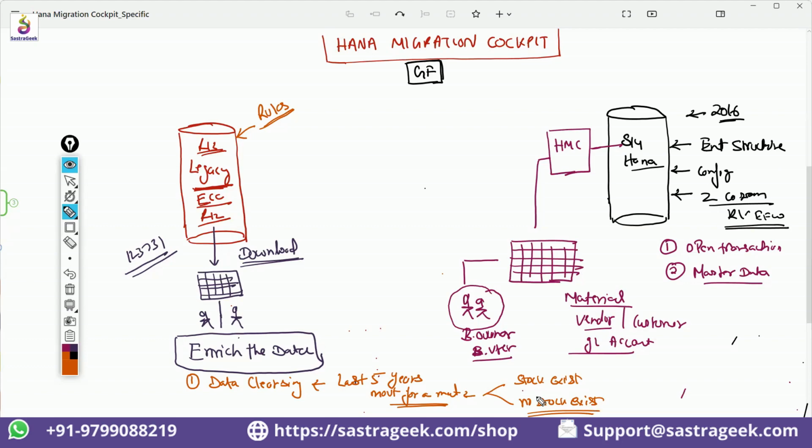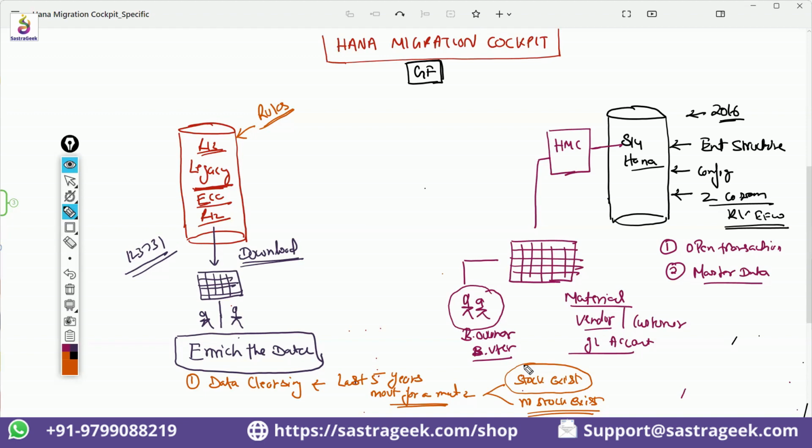If the stock exists, there is no movement, but there is stock for those materials. Can we say that we will not bring them to S/4HANA? No, we cannot say no if the stock exists. In that case, we need to ask the business what they want to do with this stock. Many times the stock is showing in the system and the physical stock is not there, so the business needs to take action on what to do for this material.